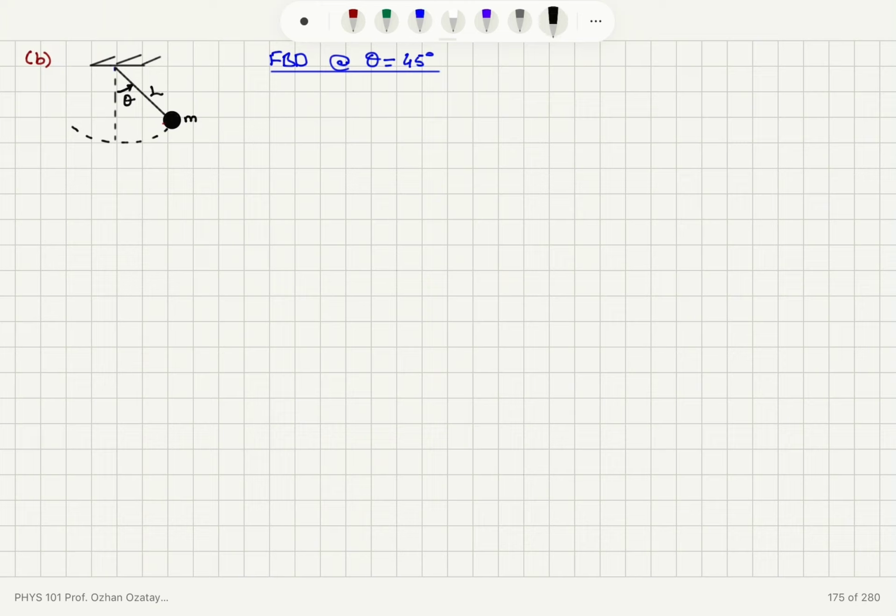All right, so the tension makes an angle of 45 degrees with respect to the vertical axis, and there is the weight of the block pointing down, that is mg. So that also makes an angle of 45 degrees with respect to the radial axis. So this is our radial axis, r hat.